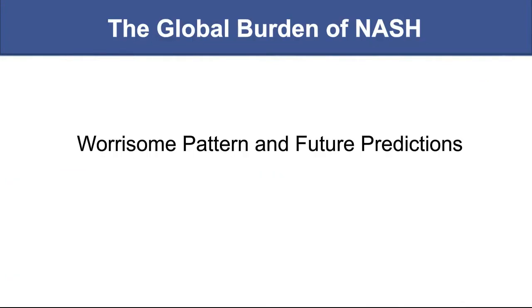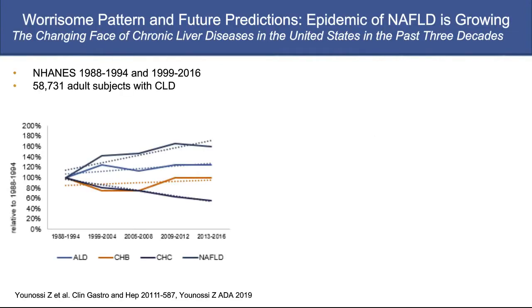There are some other data that suggest a worrisome pattern in terms of future prediction. This is a readout that looked at the NHANES data set between 1988 and 2016 with about 59,000 adults with chronic liver disease. As you can see in the top line, there is an increase in the cases of non-alcoholic fatty liver disease. In contrast, in the bottom, chronic hepatitis C is declining. So non-alcoholic fatty liver disease is not only already the most common cause of chronic liver disease in the United States, it's actually going to become even higher in terms of its prevalence.